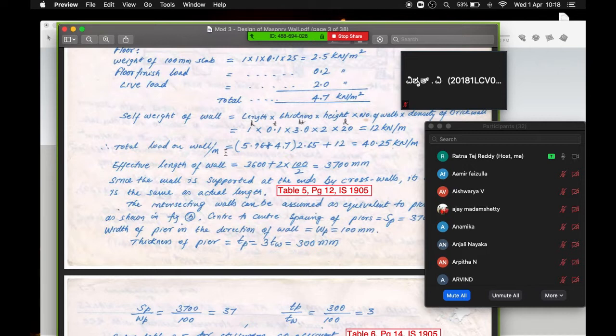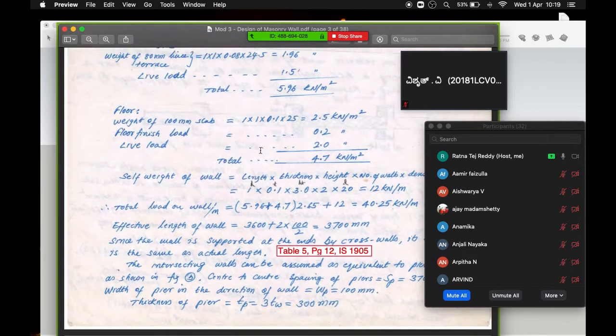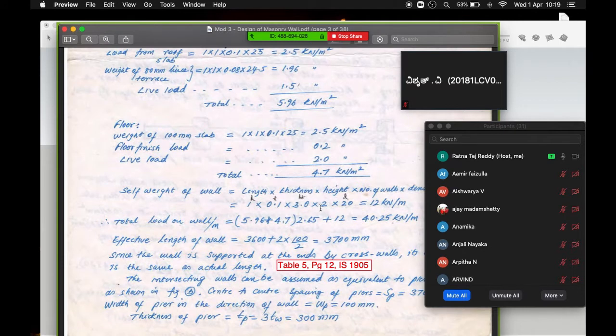The total load on the masonry wall is the total load happening on the terrace plus the total load happening on the first floor plus the self weight of the wall. Now, 2.65, if you recall, is the width factor. It's not a factor, it's basically the width of the slab which is resting on top of it.